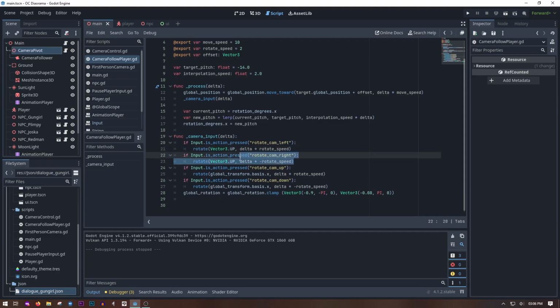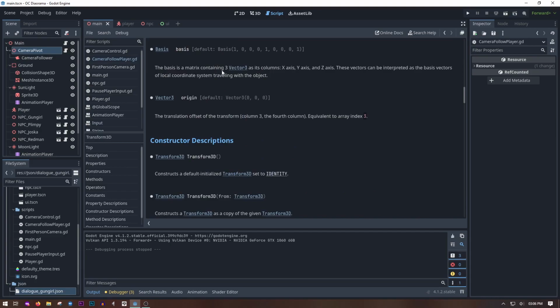Same thing for rotate right, well, not exactly the same thing for rotate cam up, because that is global transform basis X. I don't remember what basis means. The basis is a matrix containing Vector3s as its columns. These vectors can be interpreted as basis vectors of local coordinate systems traveling with the object. Wow, I don't know what that means. So basis: 1 0 0, 0 1 0, 0 0 1. Three Vector3s, so 3 by 3. Okay. It's a matrix containing three Vector3s.